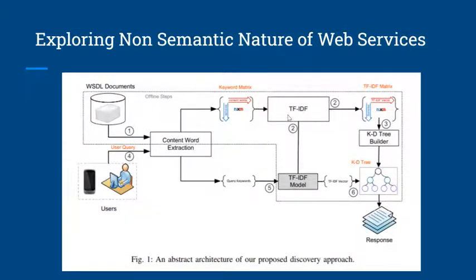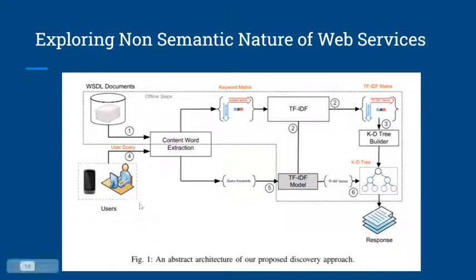So the TF-IDF model will be a key value pair which contains the word and its occurrence in the whole corpus. And once that TF-IDF model is built, it will be used to generate the KD tree. So the KD tree will be built on this matrix, which will be used for getting the search results when the user puts in a search query.